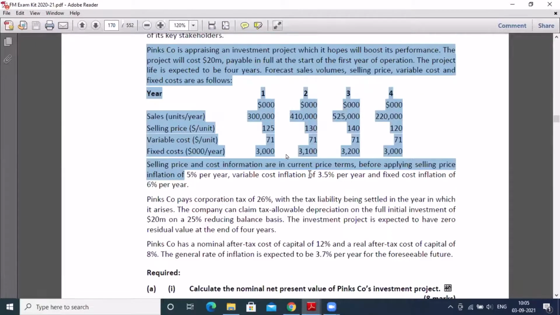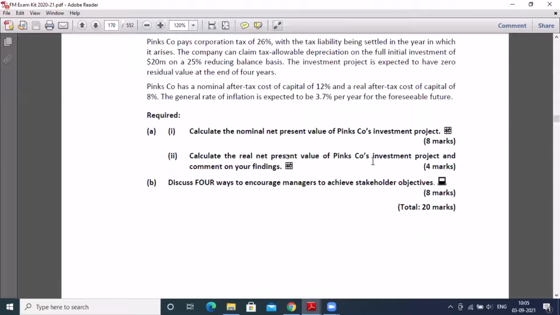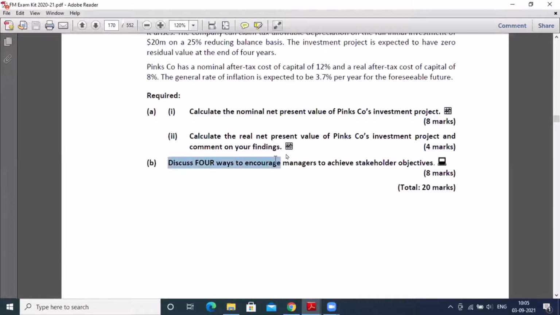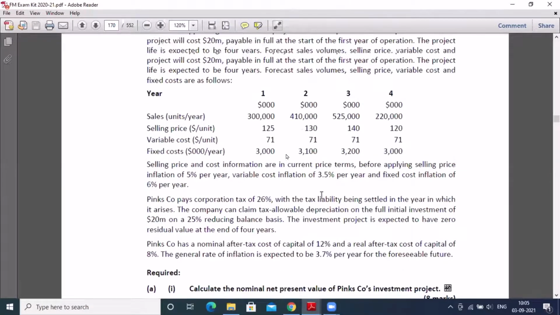So we will be mainly focusing on this paragraph. So here the major point is the company failed to satisfy the objectives of the major stakeholders. Okay. So discuss the 4 ways to encourage the managers to achieve the stakeholders' objective. Okay. Now shall I project its answer? What is the major point which is to be considered? Now let me do this.